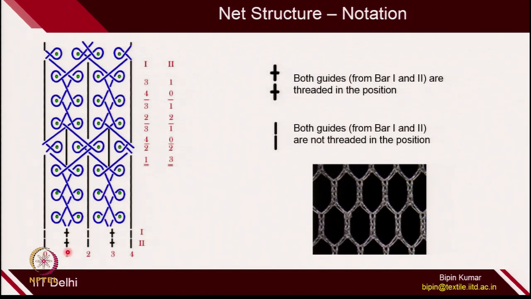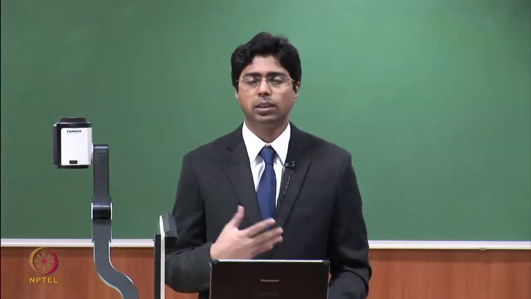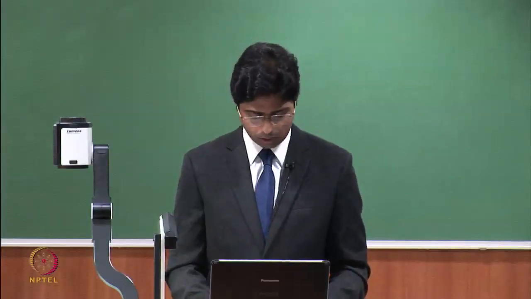For example, if you see this figure, the 1st position and 3rd position, both the guides are carrying the yarn, and the 0, 2nd and 4th positions, which are denoted by a dash, mean the guides are not carrying the yarn. Whenever we go for net structure, partial threading of the guides in each guide bar is important to create such kind of mesh structure.